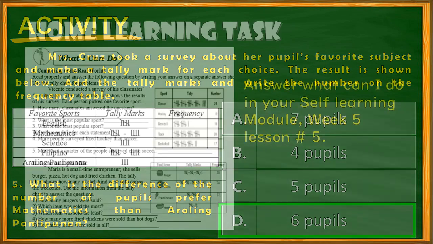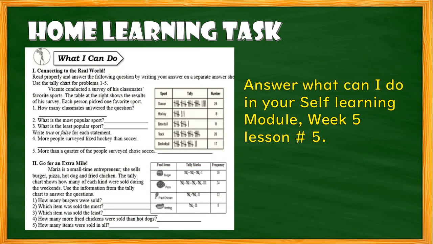Okay, so that's all for today. This would be your home learning task. What can I do? So home learning task week number 5. So answer what can I do in your self-learning module, week number 5, lesson number 5. This should be 1 to 10.